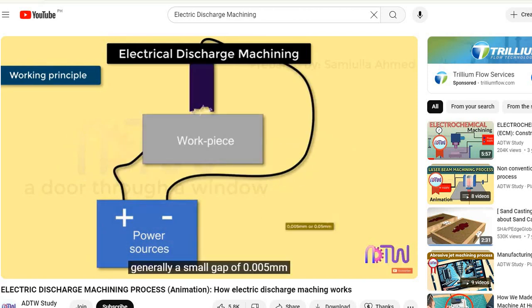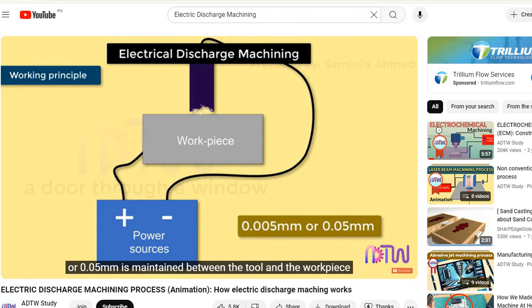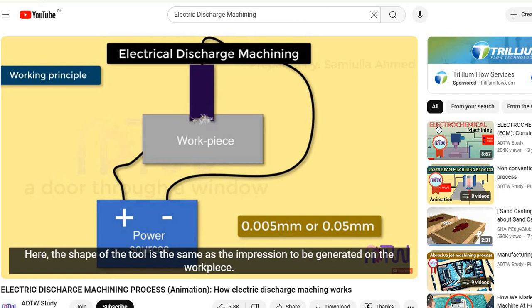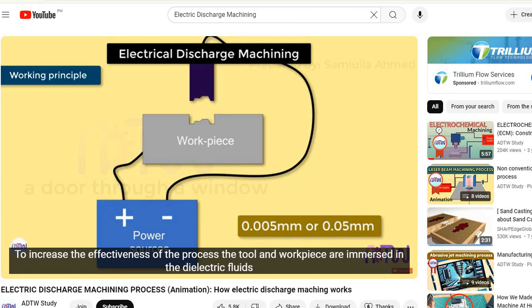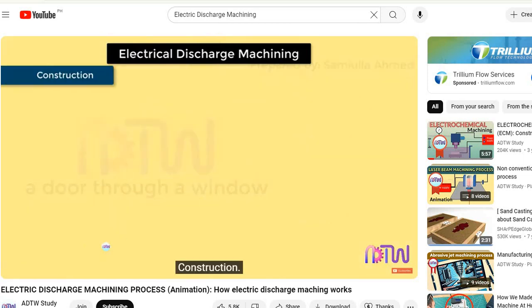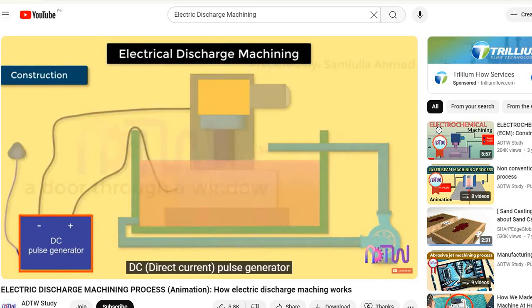Generally, a small gap of 0.005 millimeters to 0.05 millimeters is maintained between the tool and the workpiece. The spark occurs where the tool and the workpiece are the closest. Here the shape of the tool is the same as the impression to be generated on the workpiece. To increase the effectiveness of the process, the tool and workpiece are immersed in dielectric fluids, such as hydrocarbon and mineral oils. Construction. DC pulse generator.